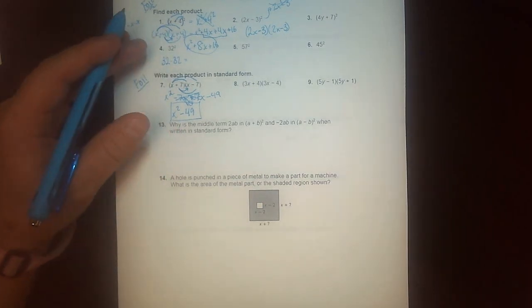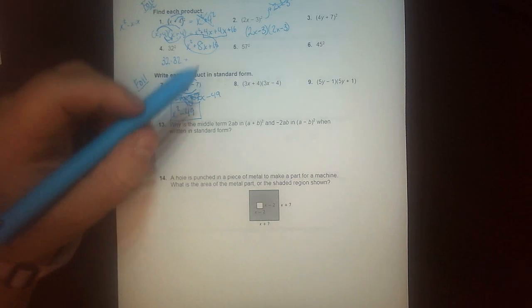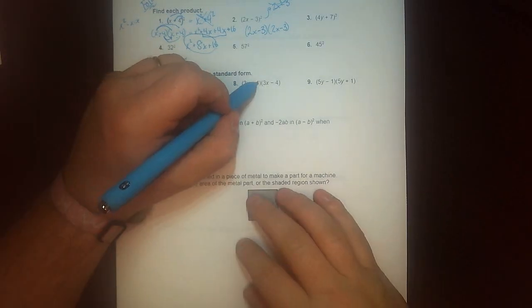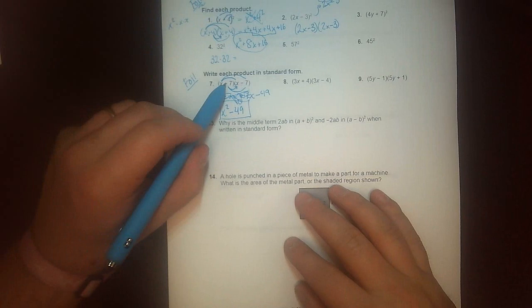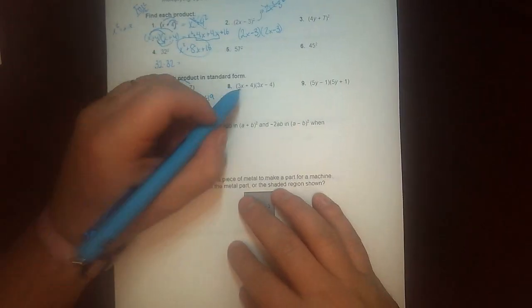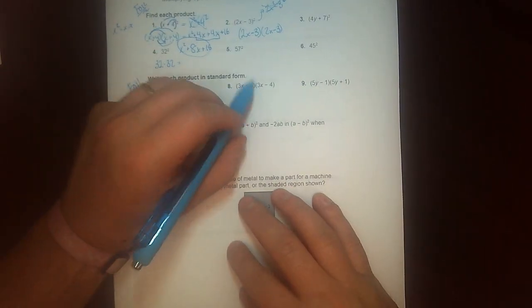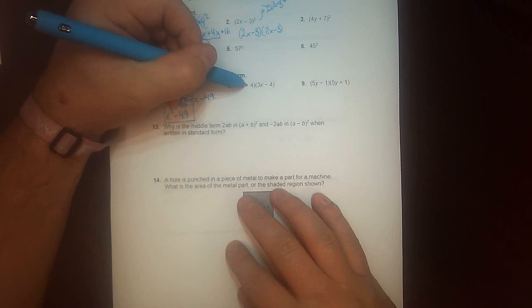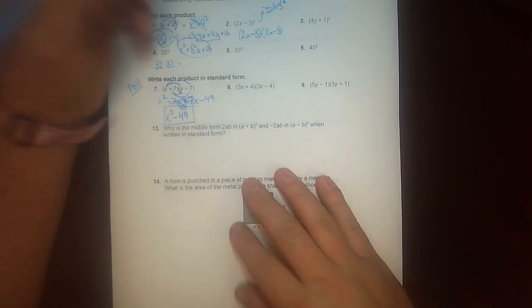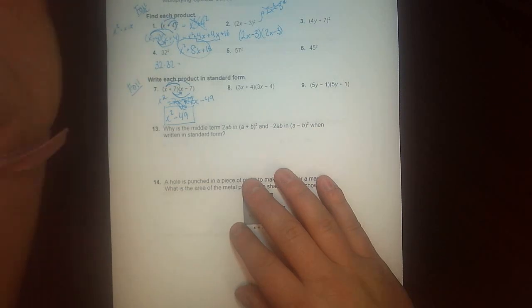All right. We have 3x plus 4 times 3x minus 4. Is that similar to this? Yeah, look at that. Our first terms match and our last terms match. But what's different? Yeah, the signs inside are different, right? So let's see if the same thing's going to happen. Spoiler alert, it will happen. The same thing will definitely happen.